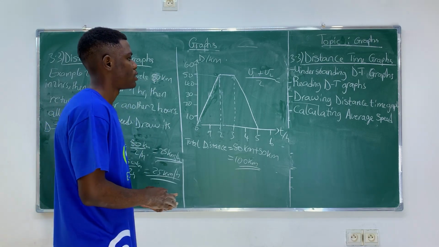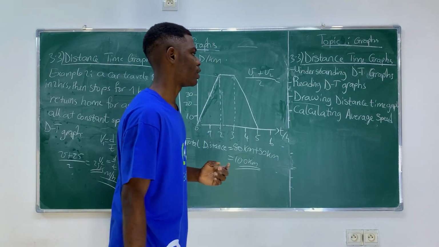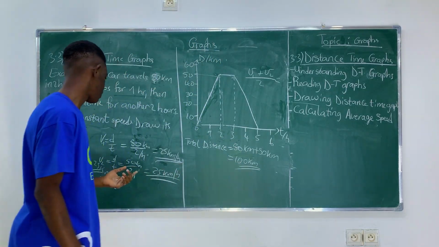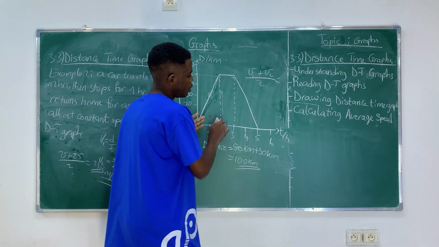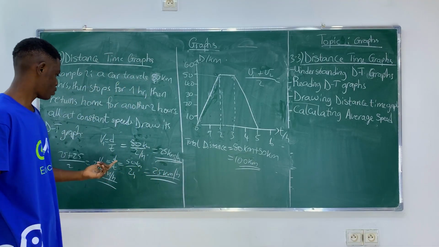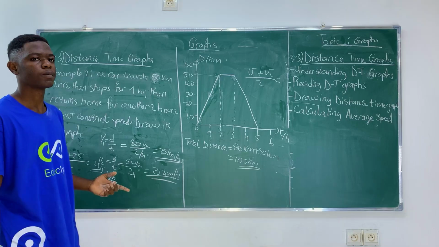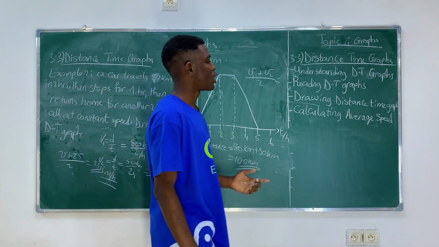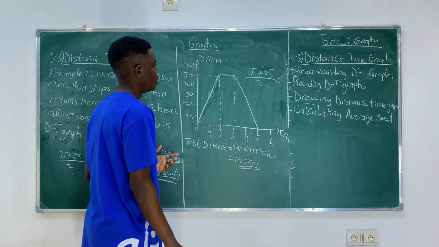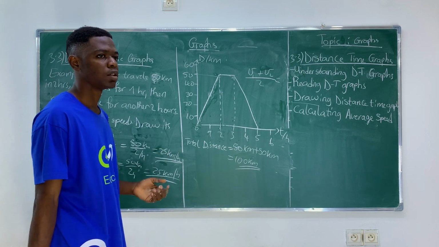Okay, let's calculate average speed. If they ask you to calculate the average speed, you can do as I did here: calculate the speed when you're moving, calculate the speed when you're also moving, add them and divide by 2 and you have the answer. It's very correct. If they ask you to calculate the total average speed, you can also just do the total distance traveled over the total time taken.